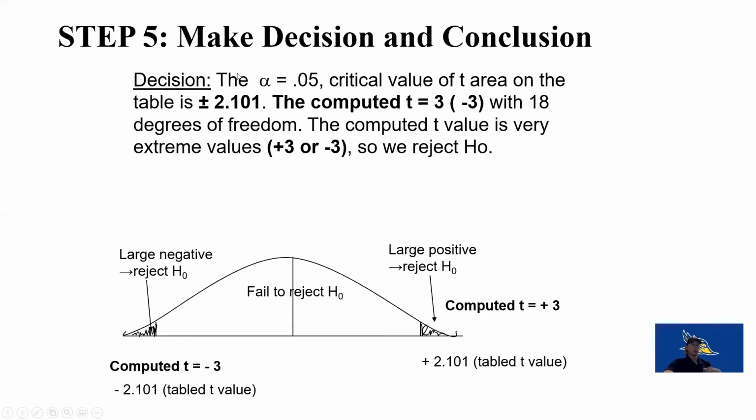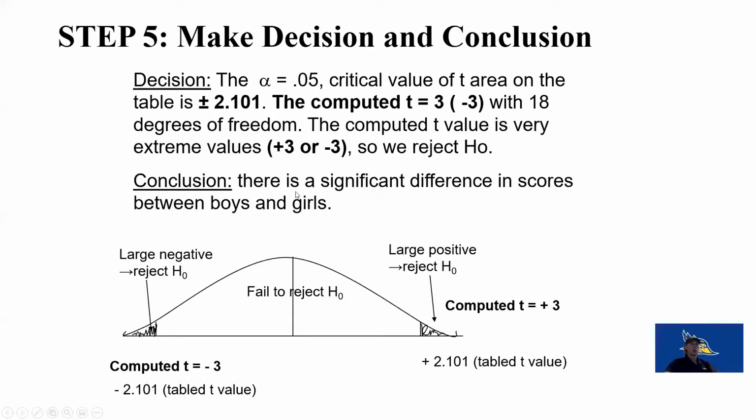So now we need to make our decision. Okay, the alpha level is 0.05. The critical t-value is plus or minus 2.101. Okay, so we calculated 3. We have a computed t-value of 3 and a table t-value of 2.101. That computed t-value is greater than our table t-value. So what does that mean? That means that our conclusion is there is a significant difference because we can reject the null hypothesis. So it's larger on the positive, we reject the null hypothesis, there is a significant difference between scores.